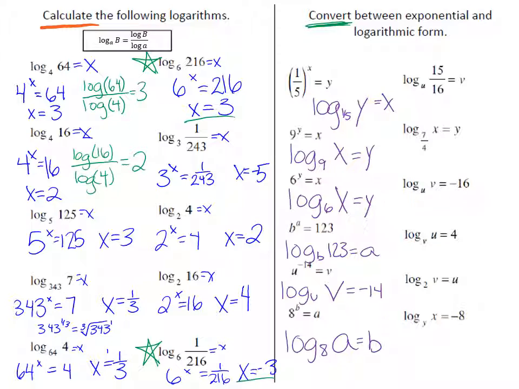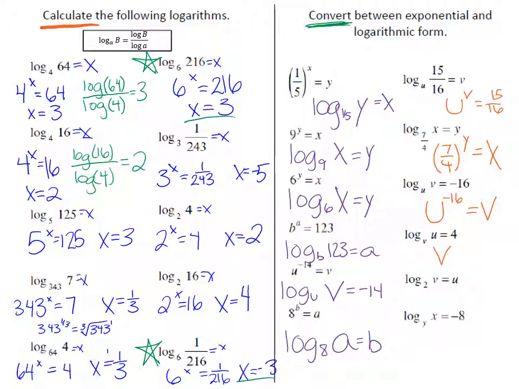Now I'm going log to exponential. The base becomes the base. The answer becomes the exponent. What's remaining becomes your answer. The base becomes the base. The answer becomes your exponent. What's remaining becomes your answer. Now make sure that if you have a fraction that you put it in parentheses because all of that fraction is to the y value. The base becomes the base. The answer becomes your exponent. What's remaining becomes your answer.